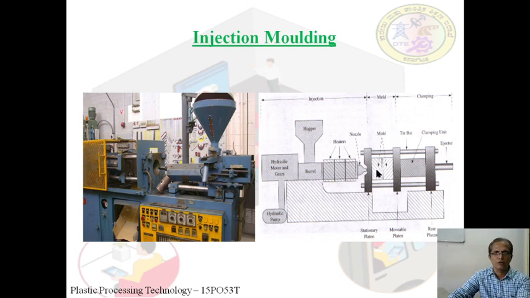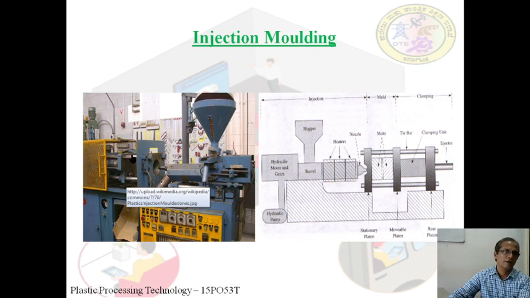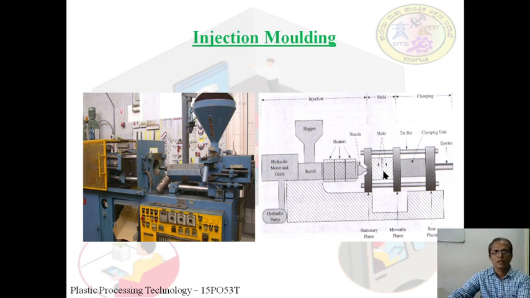This is the mold. Two halves of the mold you can see over here. These are the tie bars to hold the mold together. You can see the tie bars on the front side, back side, top. There are 4 numbers, of which 2 are visible here. And this is the locking unit.